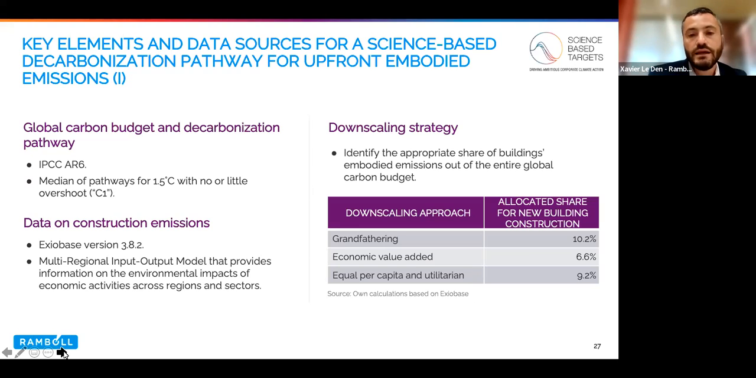And for the downscaling strategy, the reference pathway uses the grandfathering, so basically the allocation principle for identifying the pathway for buildings is based on, if you like, the current share of emission of the building sector in the total emissions. But we also calculate alternative pathway based on economic value added, so basically the contribution of the building sector to value added. And we also test downscaling approach based on the per capita and utilitarian principles, which basically relate to population and end user consumption perspective.